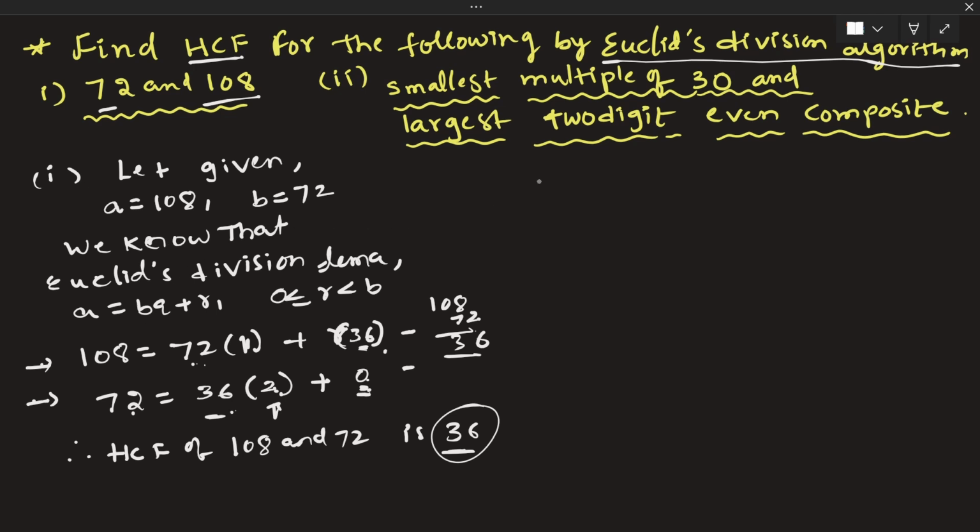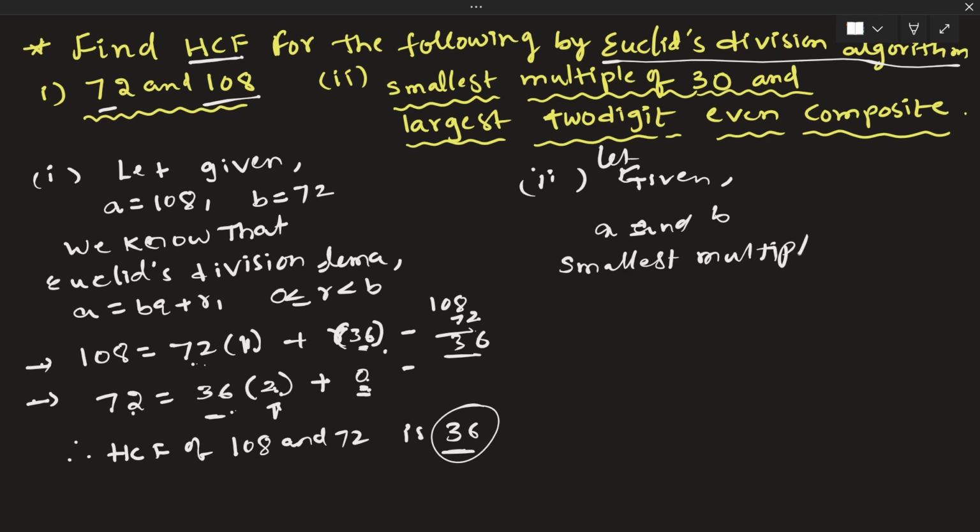So let us see the second example also here. What is the second example? The numbers here they did not give directly. First, what they gave is the smallest multiple of 30. So given values we are assuming as a and b. What is the smallest multiple of 30? The first multiple itself, that is 30 only.